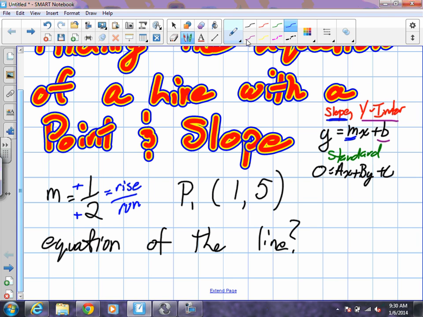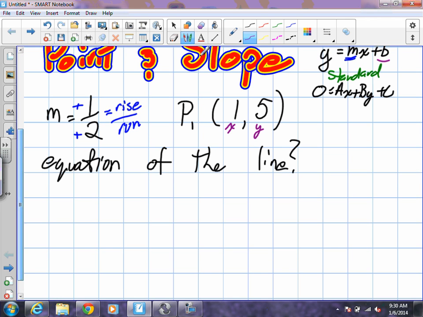And they've given us a coordinate. The x value is 1 and the y value is 5. So we need to find the equation of the line. Well, let's try to plug in all the information we have. We have y is equal to mx plus b. We know what m is. M is our slope, so we can replace the m in the equation. Y is equal to 1/2 x still plus b.